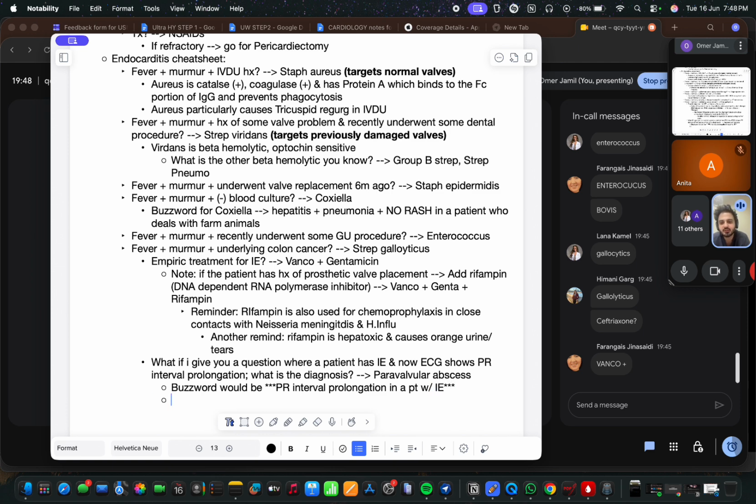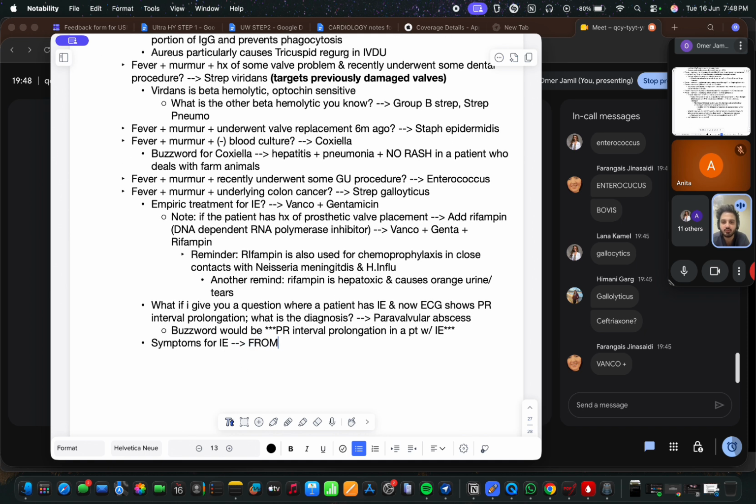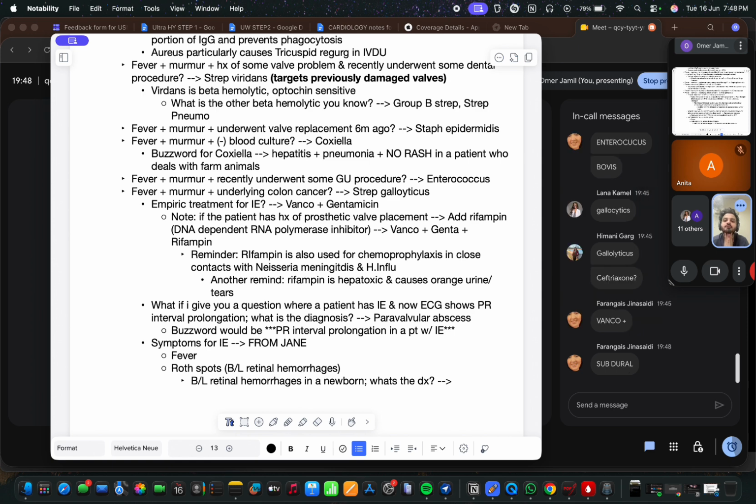Okay, and the symptoms for IE are easily remembered by the mnemonic FROM JANE. So look out for fever, Roth spots. These are basically retinal hemorrhages. Bilateral retinal hemorrhages in a newborn, what's the diagnosis? Anyone? Yeah, subdural hematoma secondary to shaken baby syndrome.